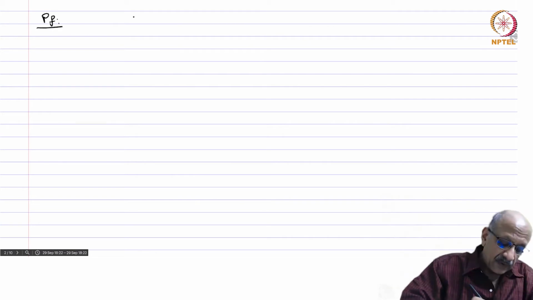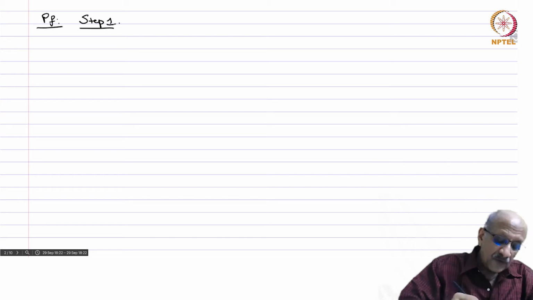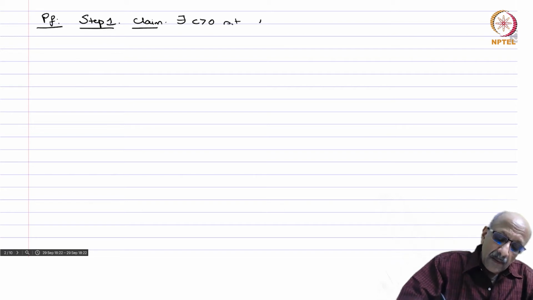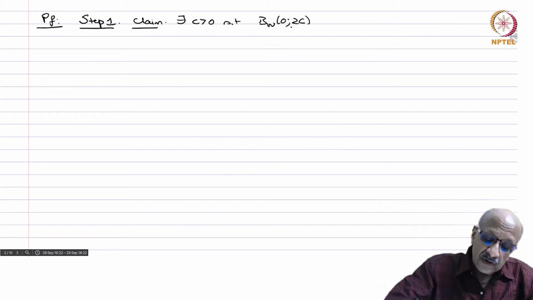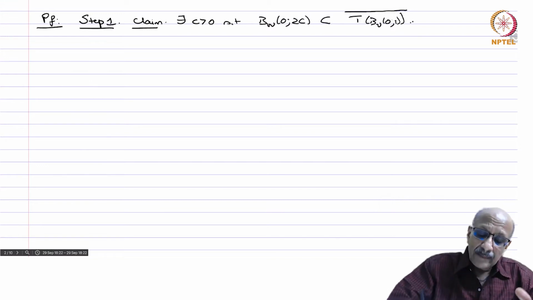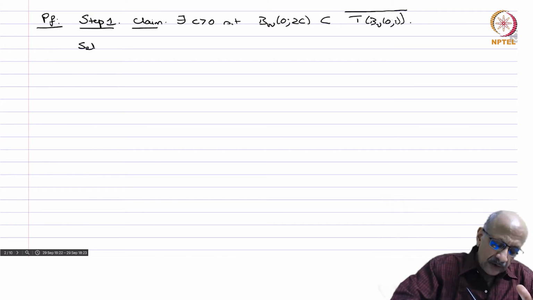We will do it in two steps. So the first step will be the claim: there exists a C positive such that B_W(0, 2C), that is the radius 2C ball, center origin in W, is contained in the closure of T(B_V(0,1)), the image of the unit ball in V. Okay, so it's a slightly bigger set, and in a slightly bigger set we say we can accommodate a ball. So we want to establish this claim.